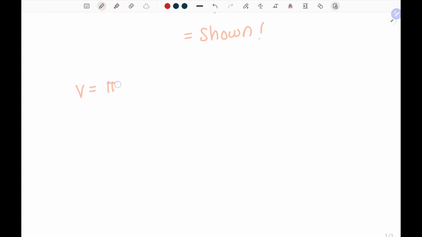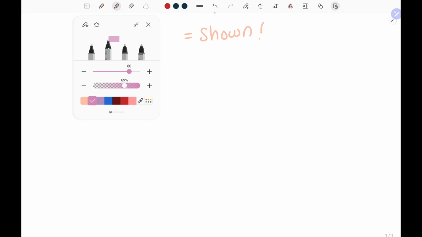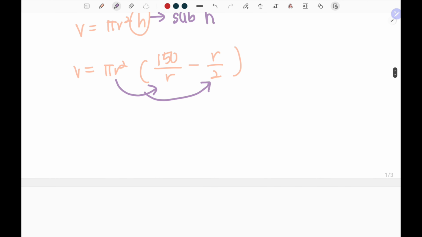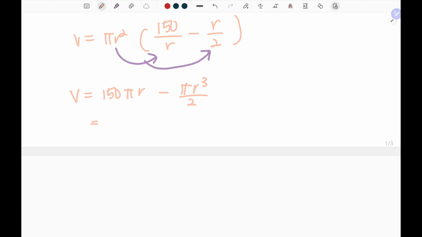Next, since the question asks for volume, we will use the volume formula, V equal to pi R square H. As you can see, here we can substitute the H. Then we get V equal to pi R square in bracket 150 over R minus R over 2 close bracket. We expand it and we get 150 pi R minus pi R cube over 2, shown.